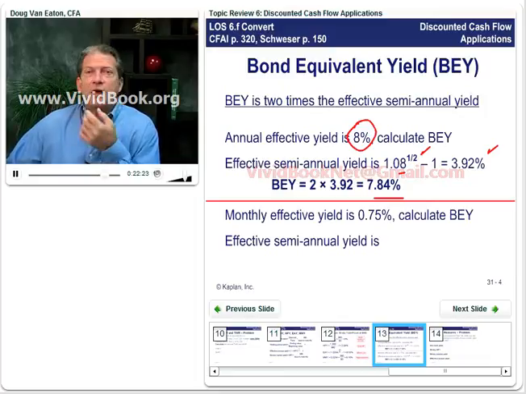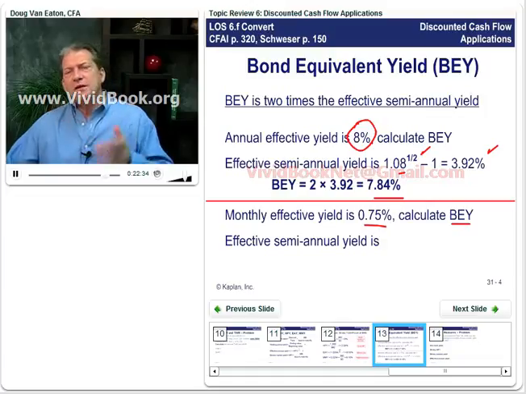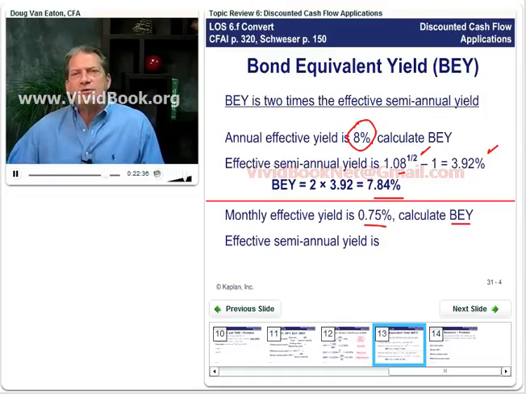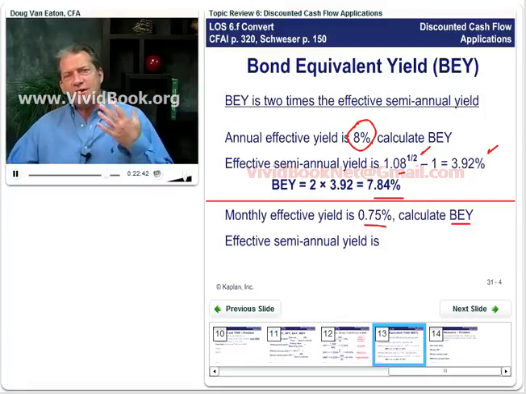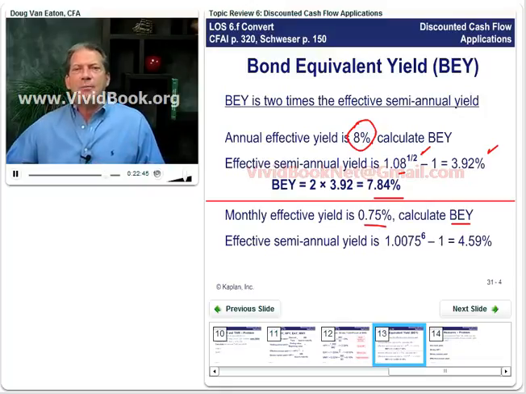Now, one last application of this bond equivalent yield: sometimes we'll have securities that pay monthly. Mortgage-backed securities many times have a monthly yield. So say our monthly effective yield is 0.75%. Calculate the BEY. Well, again, as soon as we know we want the bond equivalent yield, we've got to figure out our effective semi-annual yield. In this case, we have a monthly yield, so we need to compound that monthly yield for 6 months. If we earn 0.75% per month, compounded for 6 months, that would come out to 4.59%. To get the bond equivalent yield, just double that.